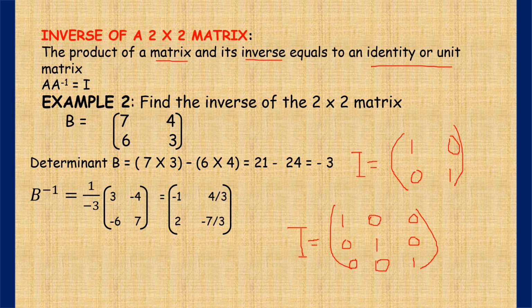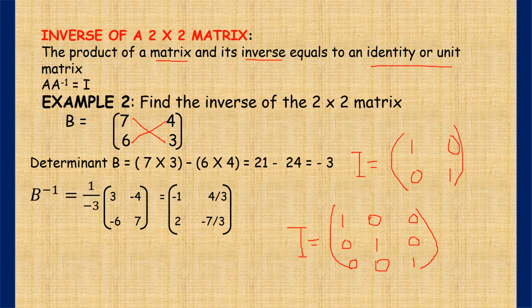So let's go on. Example 2 says we should find the inverse of the matrix B, which is 7, 4, 6, 3. So the first thing is to find the determinant, which is 7 times 3 minus 4 times 6. And that will give us minus 3. So to now find the inverse of B, it will be 1 over that determinant, and the determinant is minus 3. Then what you now need to do for this matrix is to interchange the leading diagonal. So 3 comes over here and 7 comes here. So it becomes 3 and 7 here. Interchange. Then the lagging diagonal, which is 4 and 6, you multiply this 4 by minus 1, it will give you minus 4. 6 times minus 1 will give you minus 6.